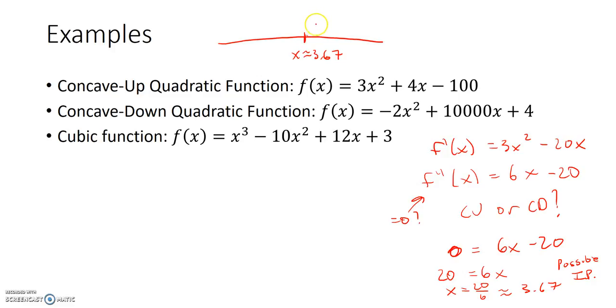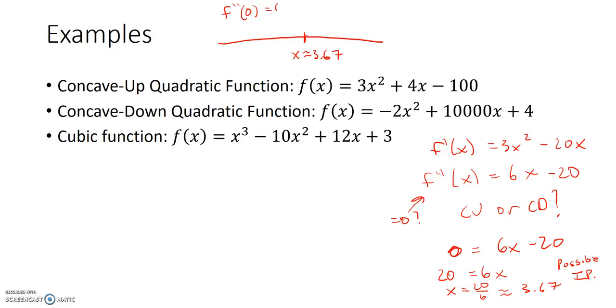Well, I already know that if I test f double prime at a point and the output value of f double prime at that point is positive, then the function is concave up in that area. And if I find that it's negative, then I know it's concave down in that area. So I have to pick a point that's to the left of x is approximately 3.67. So I'm going to pick 0 because that is an easy point to evaluate the second derivative.